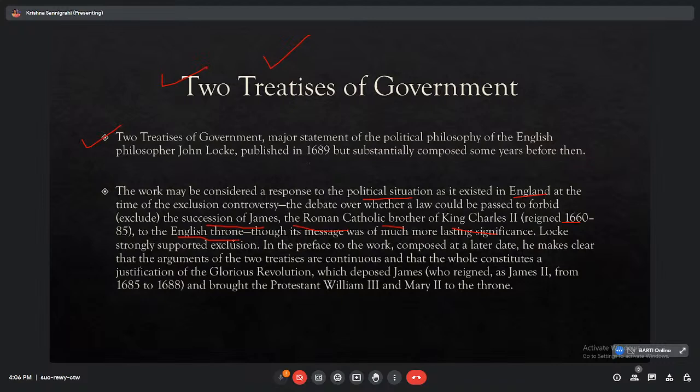So, Locke strongly supported what? John Locke supported exclusion. In his preface to the work composed at a later date, he makes clear that the arguments of the two treatises are continuous and that the whole constitutes a justification of the Glorious Revolution which deposed James, who reigned as James II from 1685 to 1688, and brought the Protestant William III and Mary II to the throne. So we see that this treatise is about the political situation, about Locke's idea of exclusion as it is put up in the treatise.